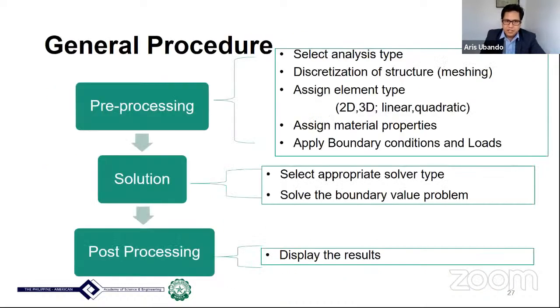So just to give you an idea of the general procedure of FEA, we have classified this into three processes. First, we have the pre-processing, which includes the selection of the analysis, the meshing, and the selection of the type of element. It can be 2D, 3D, linear, quadratic. Then the assignment of the material properties, and the application of the boundary conditions and load. Then we have the solution, wherein we select the appropriate solver to solve the boundary value problem.